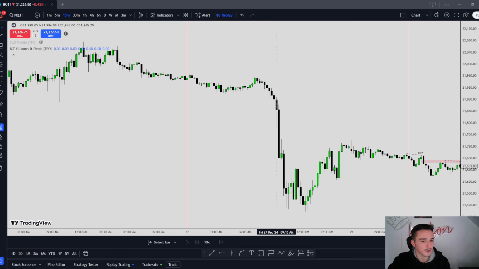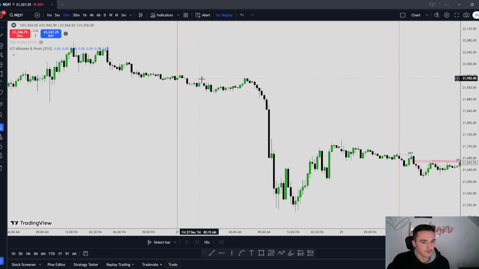I'm pretty sure we did form another SMT here. Right here we formed an SMT. What happens at midnight open? Come up, take this little swing high, displace lower. That's all you're worried about, is displacement, and seeing what we are respecting. Displacement, bearish SMT, displace lower.